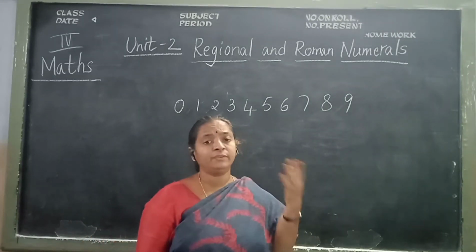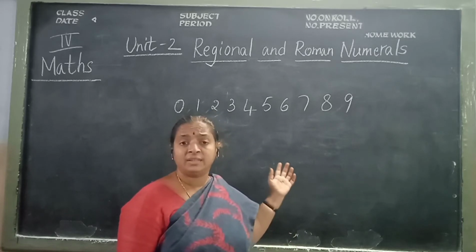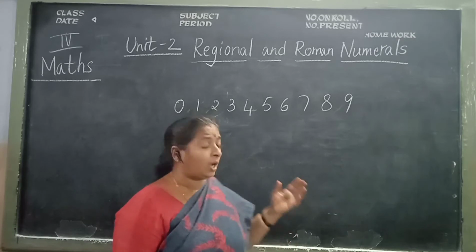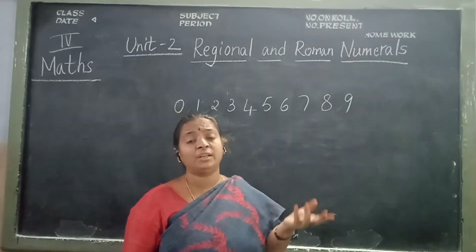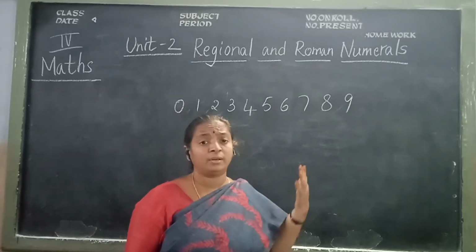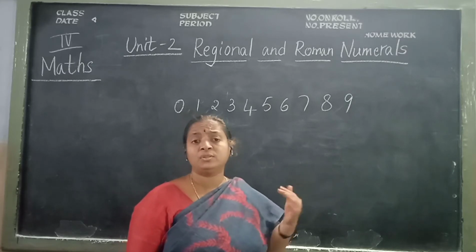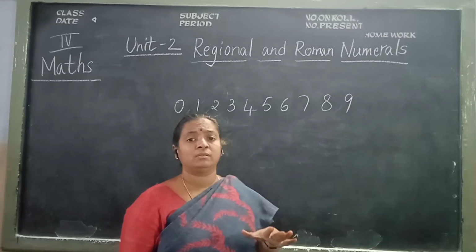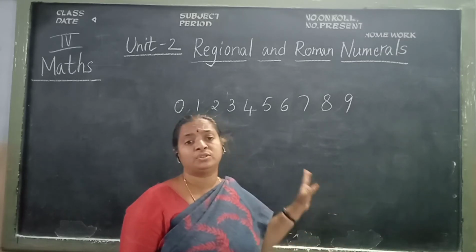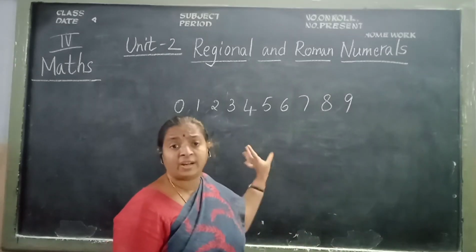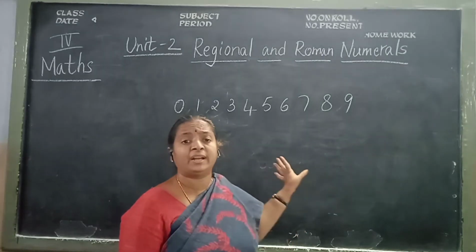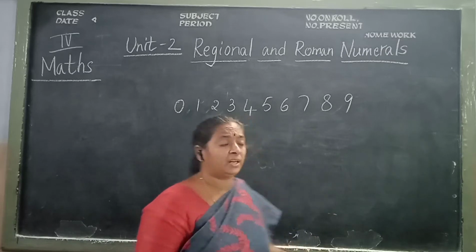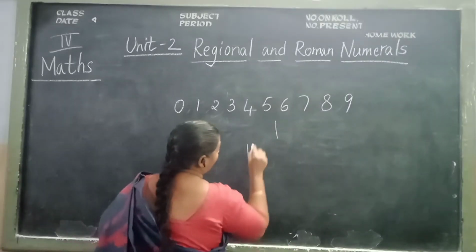See children, at first these symbols were used as numbers by our Hindus. Later on, Arabians also used these for writing numbers. So these are called Hindu Arabic numerals. What are these called, children?